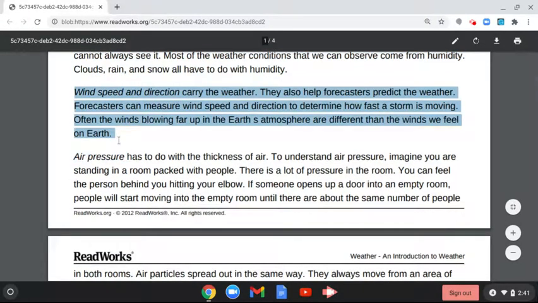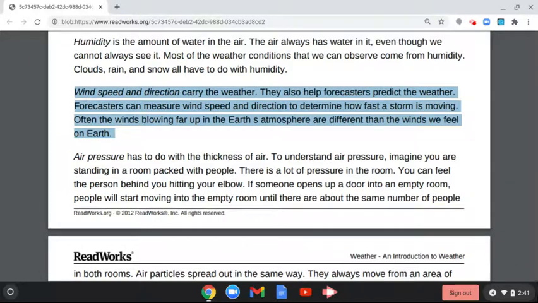Wind speed and direction carry the weather. They also help forecasters predict the weather. Forecasters can measure wind speed and direction to determine how fast a storm is moving. Often the winds blowing far up in the Earth's atmosphere are different than the winds we feel on Earth.